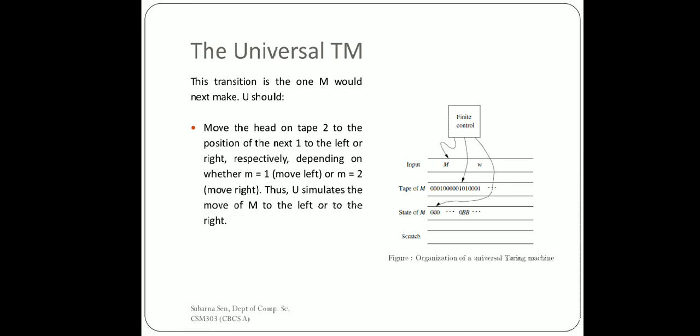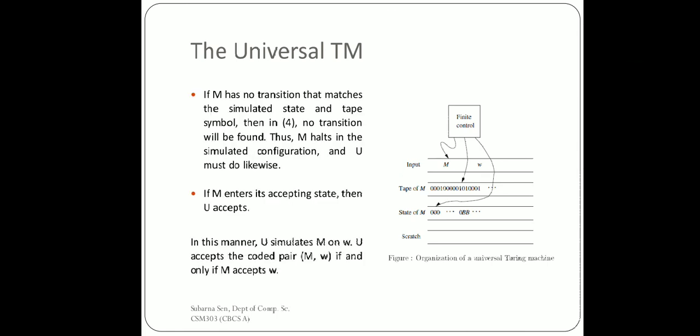No issue with it. So what we have seen is that if m has no transition that matches the simulated state and the tape symbol, then in step 4 no transition will be found, right? You can follow the fourth point. If it does not match any simulation, it is not going to do any transition, so m will halt there and be non-functional. If not, then it will work in the manner which we have explained so far.